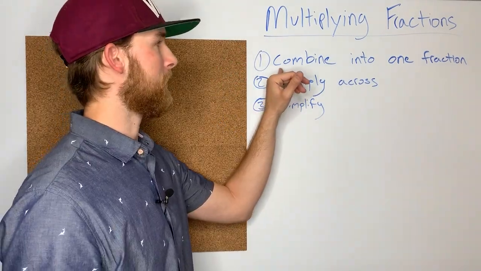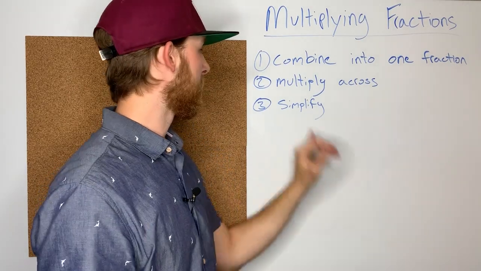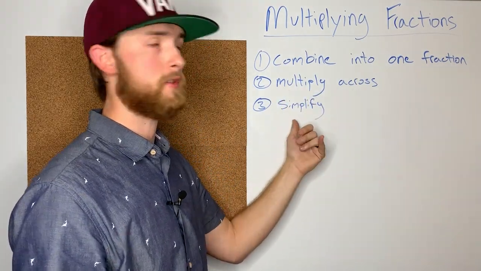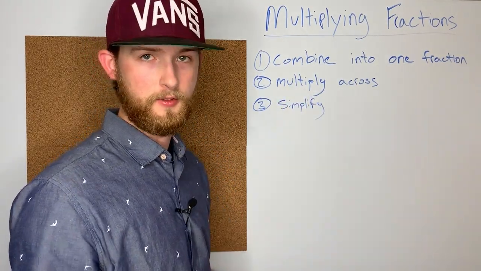So our first step is going to be to combine into one fraction. Second step is going to be multiply across. Third step is going to be to simplify. So let's do an example real quick.